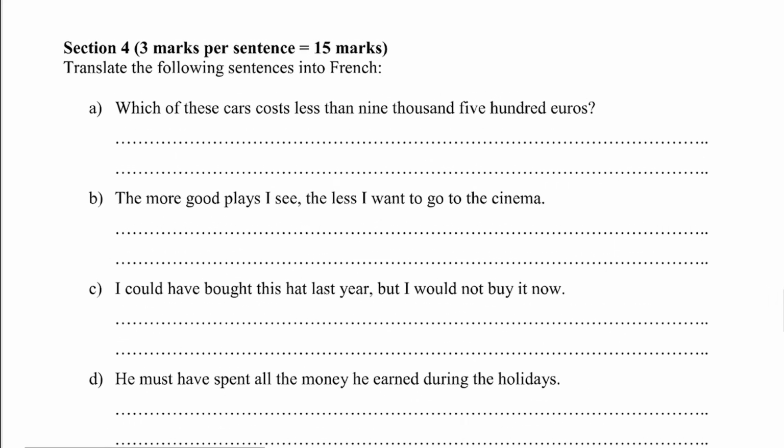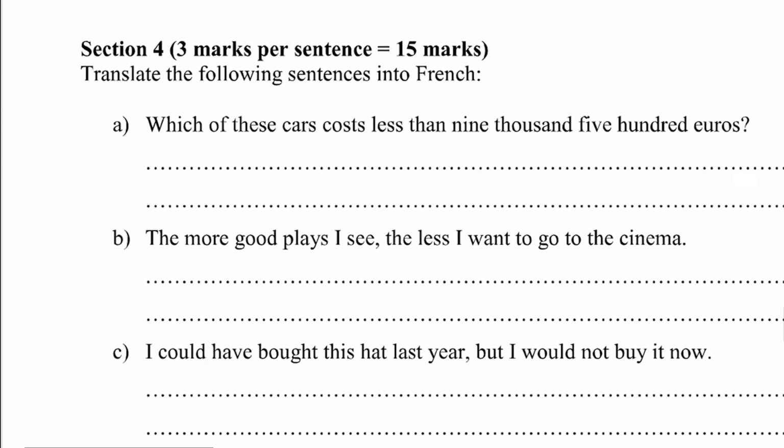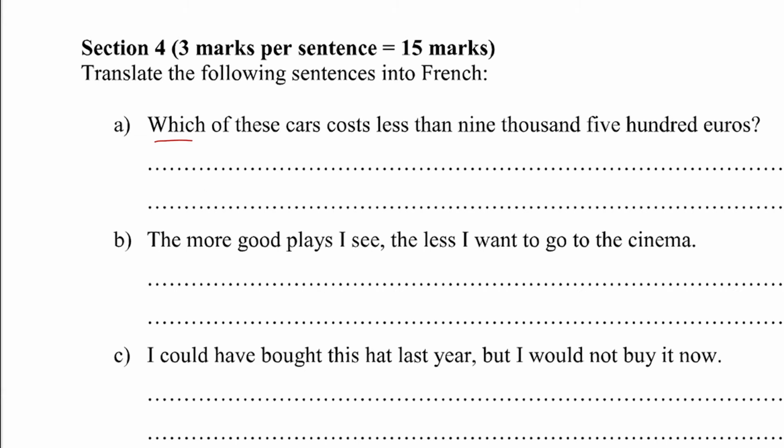Okay, first one of these. Which of these cars cost less than 9,500 euros? Now, if you just went straight into this, you'd probably start by translating which as quel, wouldn't you? That is wrong. So quel, I'm just going to explain this. Quel is an adjective. But what we need here is a noun, don't we? Because the which is functioning as the subject of the verb coûter, isn't it? So we need a noun, not an adjective.